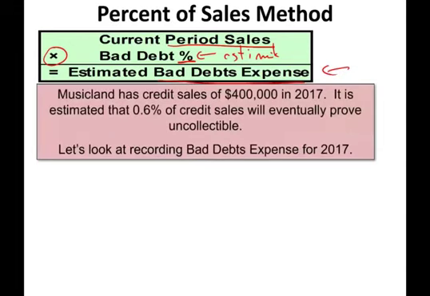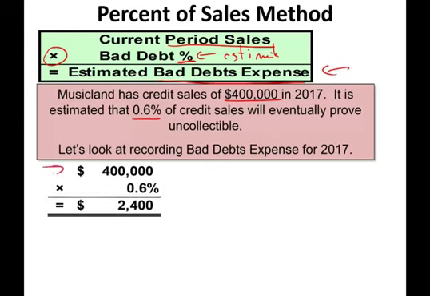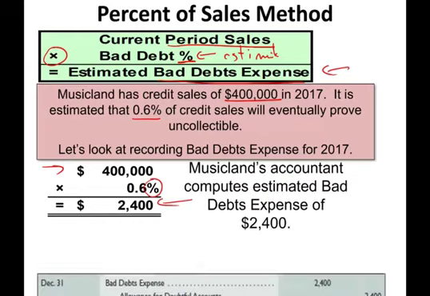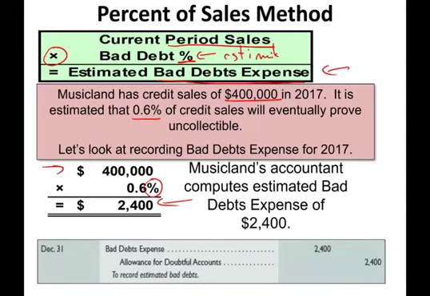So if Musicland has credit sales of $400,000 and it's estimated that 0.6% will eventually prove uncollectible, how do we compute bad debt expense? We take 400,000 times the rate, 0.6%, or 0.006, which gives us 2,400. Therefore, Musicland will have a bad debt expense of 2,400. We debit bad debt expense, we credit allowance. And this is basically the easy percent of sales one-step method, and we are simply done.